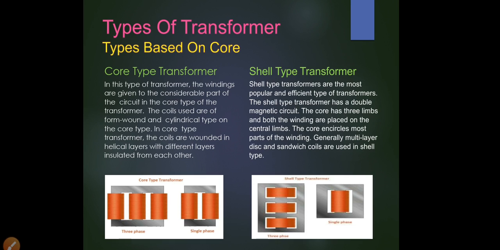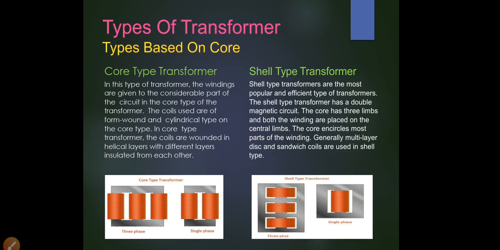In this type of transformer, the windings are given to a considerable part of the circuit in the core type, and the coils used are form wound and cylindrical type. In core type transformers, the coils are wound in helical layers with different layers insulated from each other. You already know that.